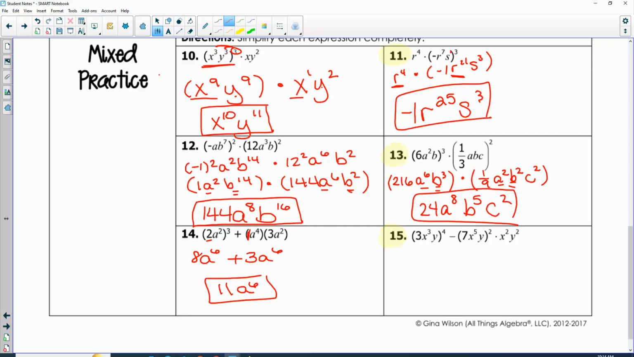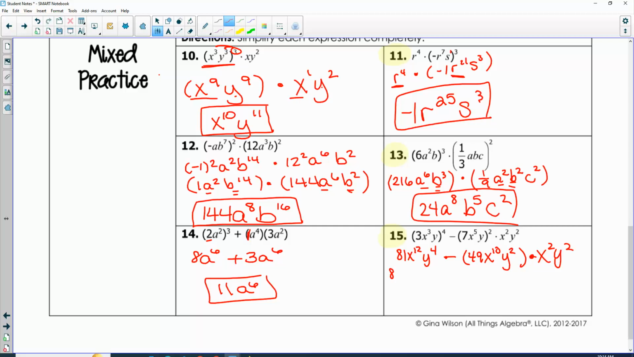Last problem of the day, 3 to the 4th. So you can use your calculator. It means you have 3 times 3 times 3 times 3. So you get 81. X, 3 times 4 is 12. Y, 1 times 4 is 4. Minus. Okay, 7 squared is 49. X, 5 times 2 is 10. Y, 1 times 2 is 2. Times x squared, y squared.